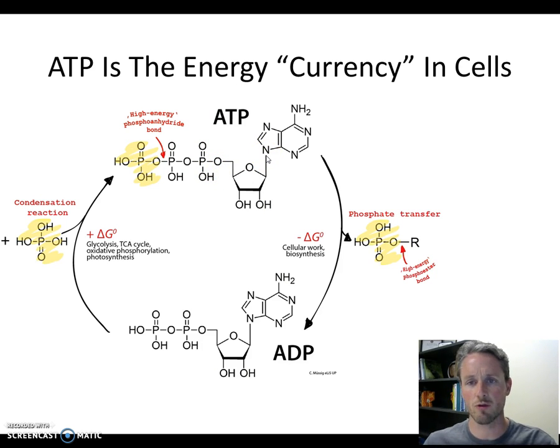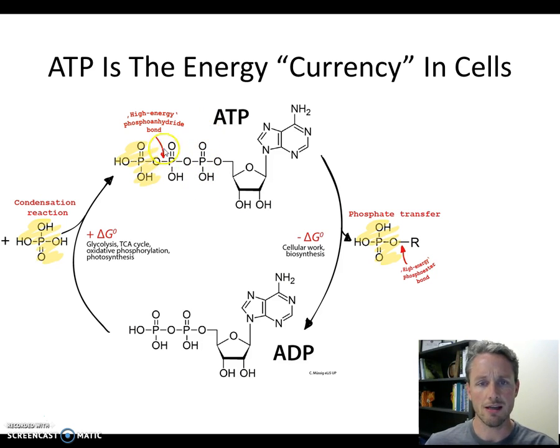I just wanted to show you the chemical structure. I would never ask you to draw the chemical structure, but I wanted to point out how ATP can store energy. And it's all about these 3 phosphate units on the left side of the molecule. These 3 phosphate units, each of them has a negative charge on it. We know that like charges repel one another.